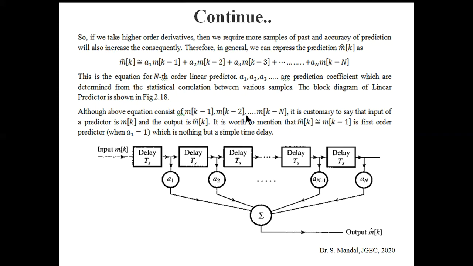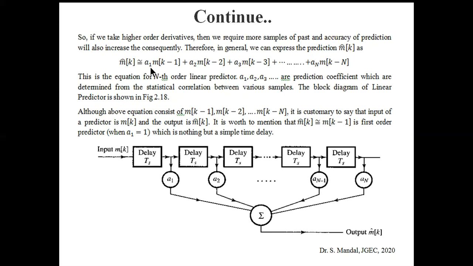Basically these are nothing but delays of the original one. That means a delay of Ts of mk becomes m(k-1). Okay, so a delay of two time periods becomes m(k-2). Okay, so how can we make the predictor, the block diagram? You can see the input is mk.